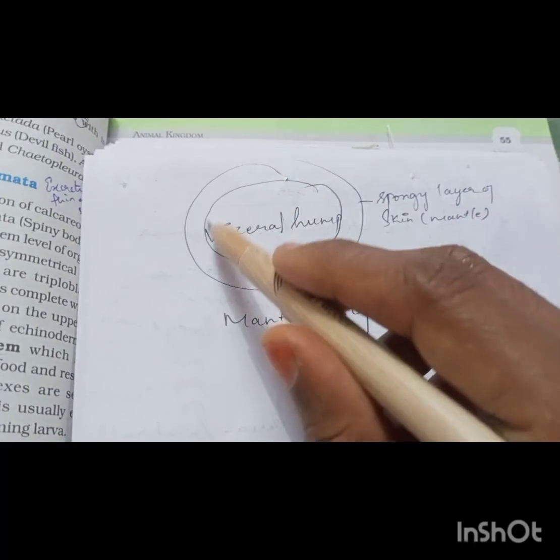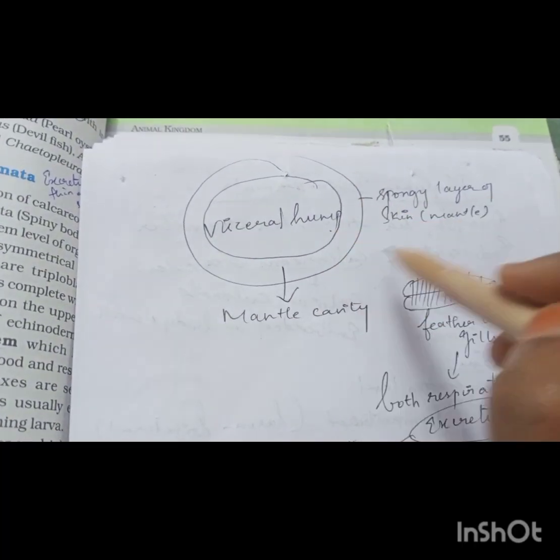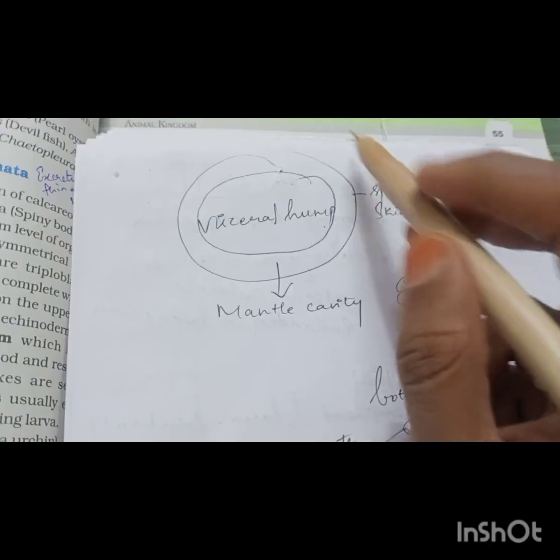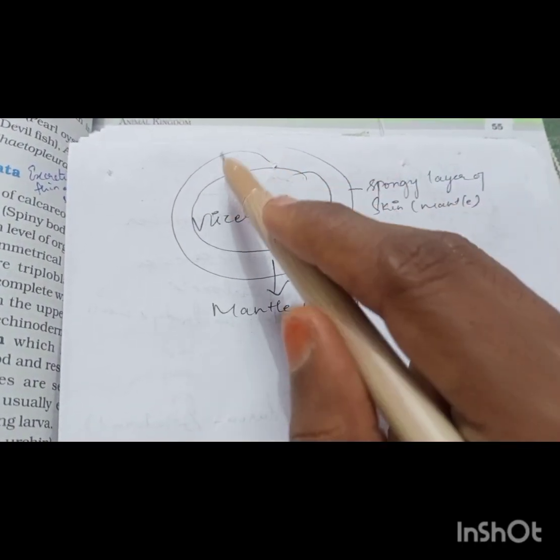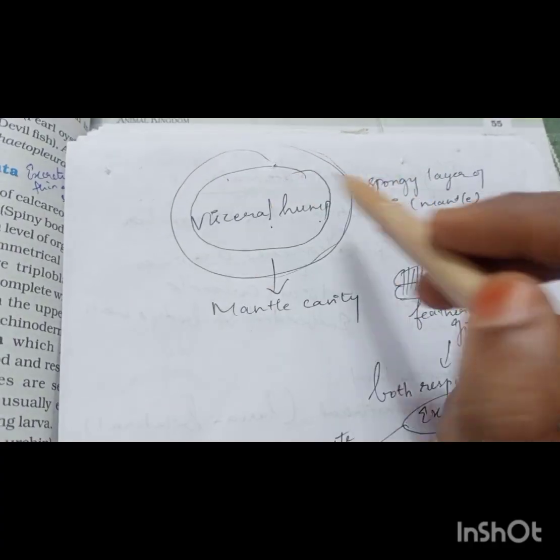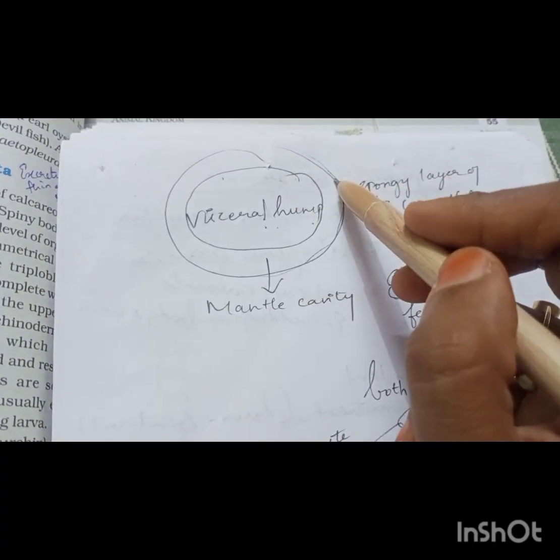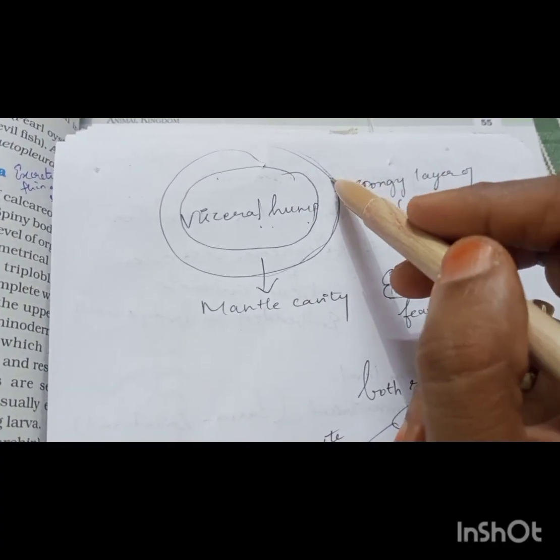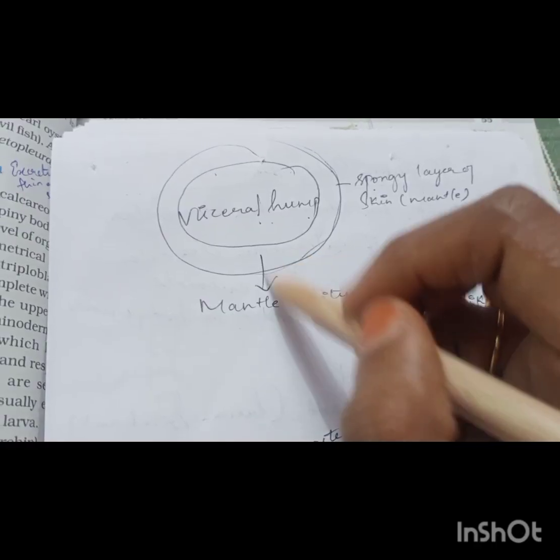Over this visceral hump there will be a spongy layer of skin called mantle. In between this visceral hump and the spongy layer of skin there will be the mantle cavity. Why it is there we will see now.